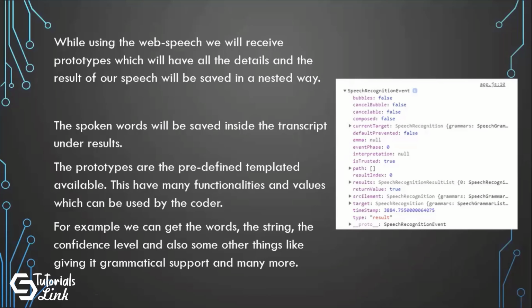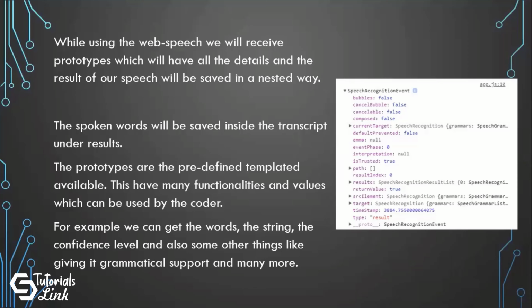So basically when we call this, it returns a huge value, which we have to refine, or you can say we have to get through the nest to get the exact value we need. Because if you see, it is written that type is result, timestamp is this thing. Okay, fine, but where is our result exactly? Here the result will be in some nest inside the prototypes. While using the web speech, we will receive prototypes which have all the details and the result of our speech, saved in a nested way. The spoken words will be saved inside the transcript under results.